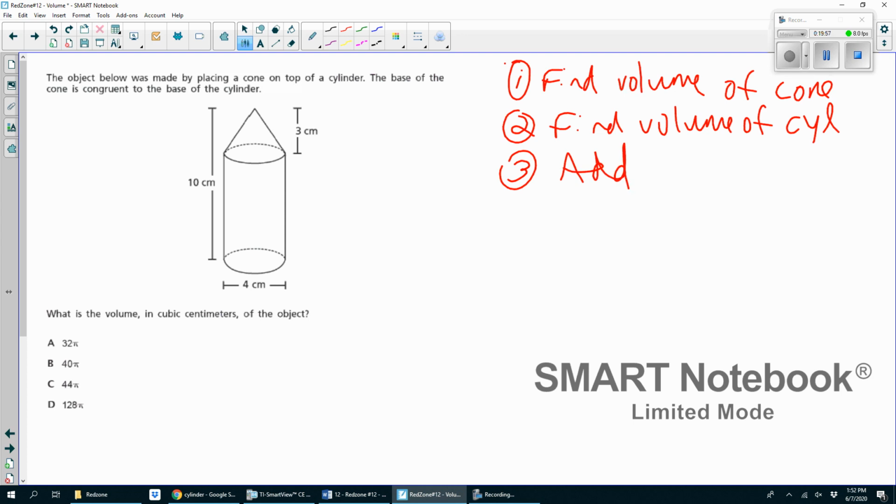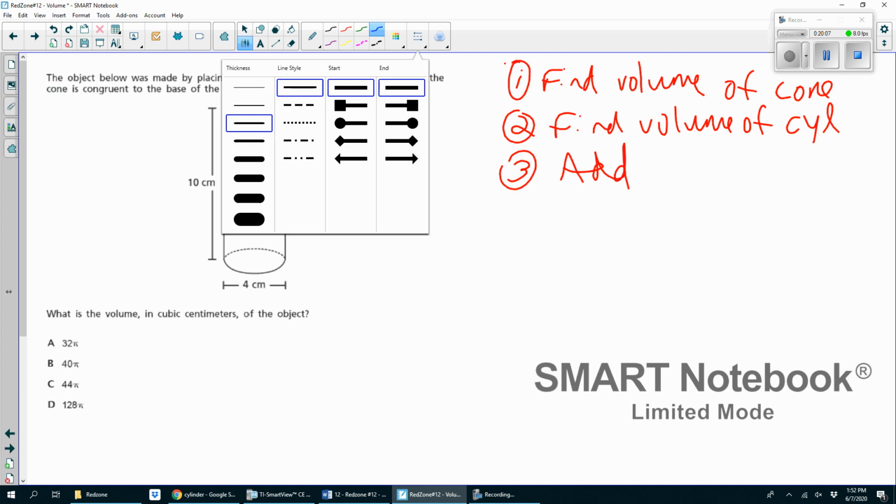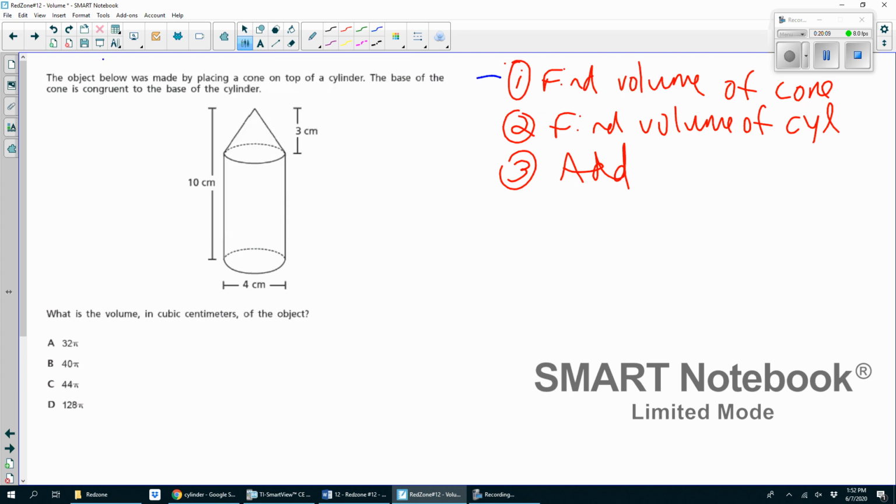The hardest part of this question is that the information, the way they give it to you in the picture, you have to do a little work with first. You can't just plug these numbers into the two formulas. Some of them you can, some of them you can't. So let's take a look. The first thing we're going to do is find the volume of the cone. The volume of a cone is 1/3 times pi times radius squared times height.